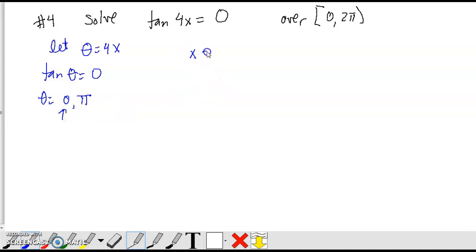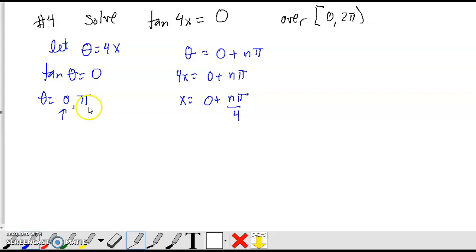So I'll set up my equation. Theta is equal to 0 plus n pi. Then I'll replace theta with my 4x, so 4x is equal to 0 plus n pi. Divide everything by 4, so I'm going to get x equals 0 plus n pi over 4.